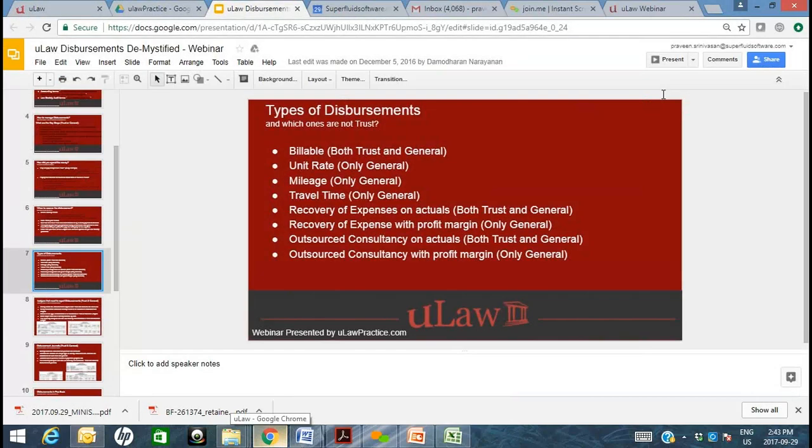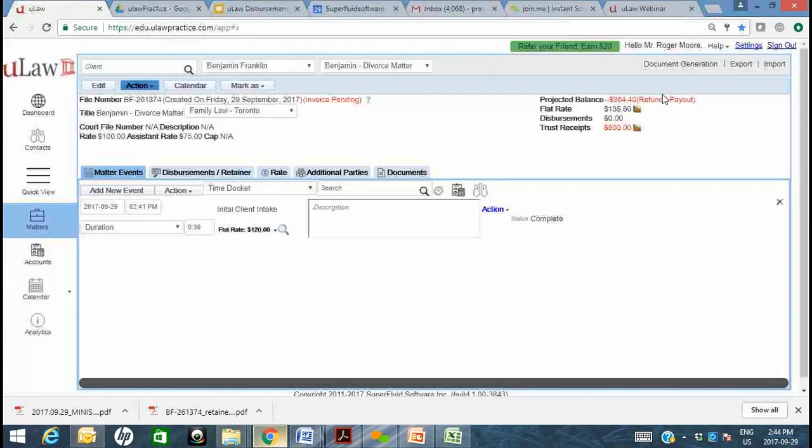So let's move on. That was a billable, so it was a court fee. So that was a billable example. So let's now look at some other examples in terms of the general account. And I have another 10 minutes of your time. So let me try and run through this.